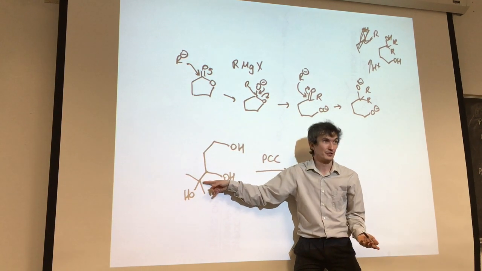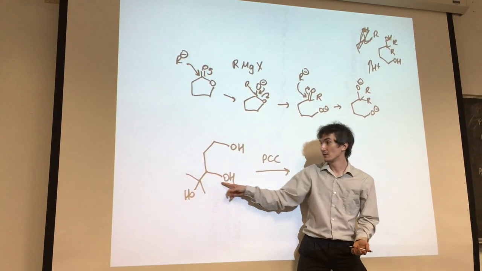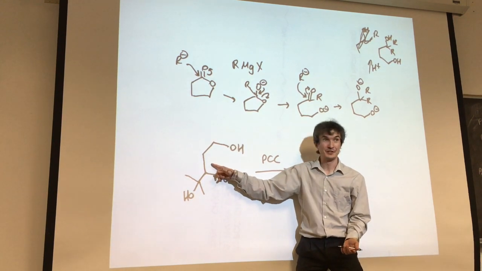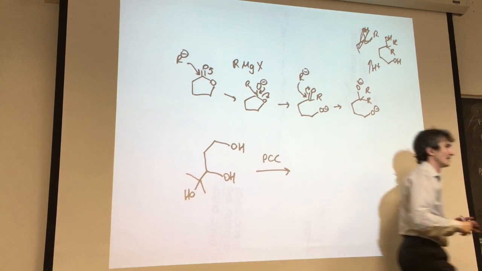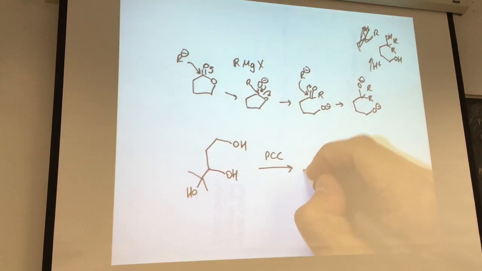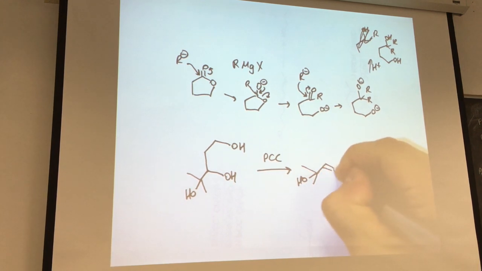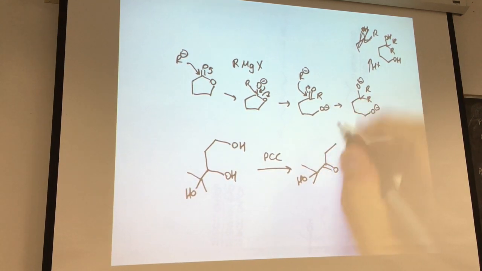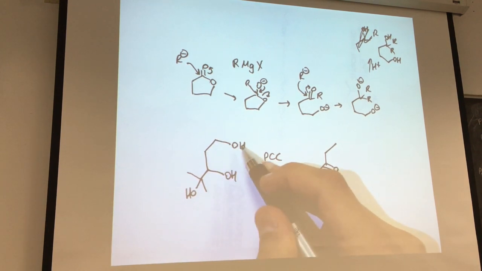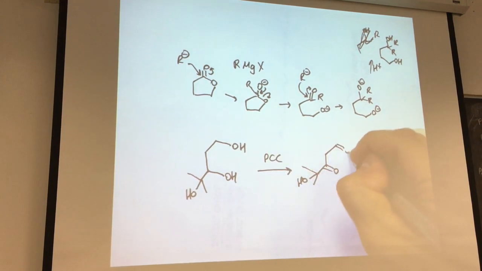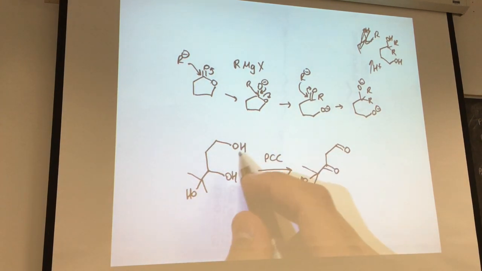Will anything happen to this part? Because there's no hydrogen here, right? It's done. Will anything happen to this alcohol? Because there is a hydrogen here. So if you take this hydrogen and this hydrogen, you will have a double bond right there. Let's draw this. So you will have this. How about this alcohol? Will H and H be taken away? Yes, so you will have an aldehyde. Does it make sense? So that's PCC.